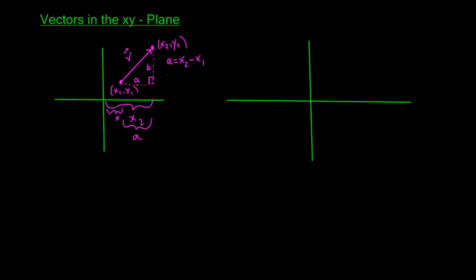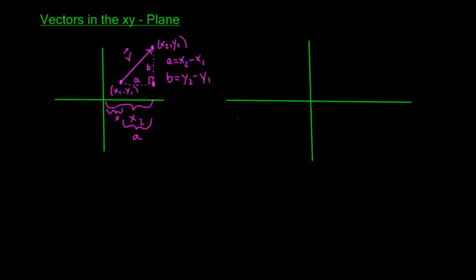And we can do the same thing for B. B is going to be my y value at my terminal point minus my y value at my initial point. This is the total distance between my terminal point and this corner of my triangle. Now remember that it doesn't matter where we draw the vector.